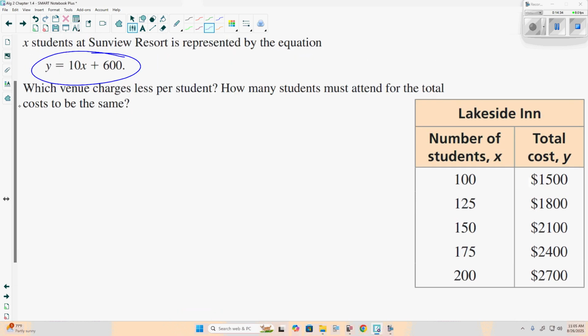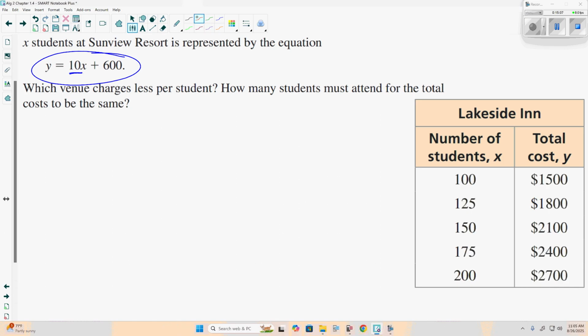Because what this is telling us is our slope, the amount that it's changing, is the cost per student. So if we want to determine which one's going to cost less per student, we need to find out which one has the smaller slope. Because whichever one has the smaller slope is going to charge less per student. Because what this is telling us is Sunview Resort is charging $10 per student. For every student, the amount is going up by 10. So we have that there.